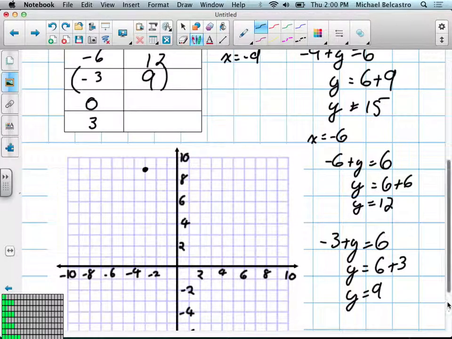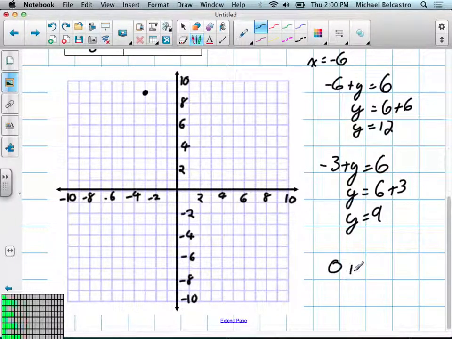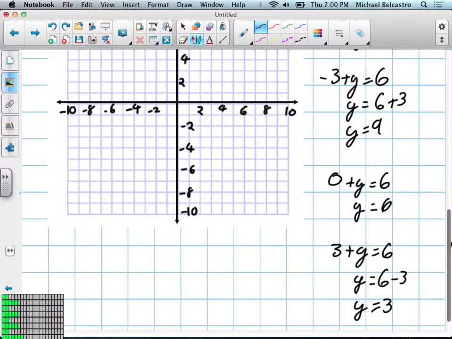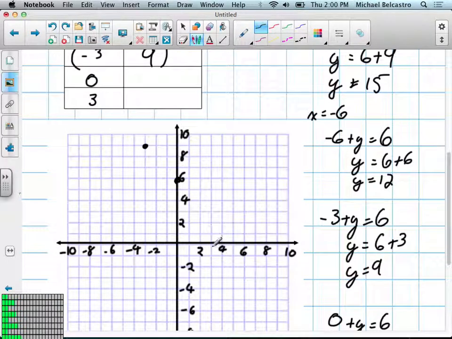Let's try 0 now. 0 plus y equals 6. What's y equal? 6. Nice and easy. So when x is 0, y is 6. And then finally, what's the last one we did? 3. 3 plus y equals 6. Y equals 6 minus 3. Y is 3. So, at 3, y is 3.